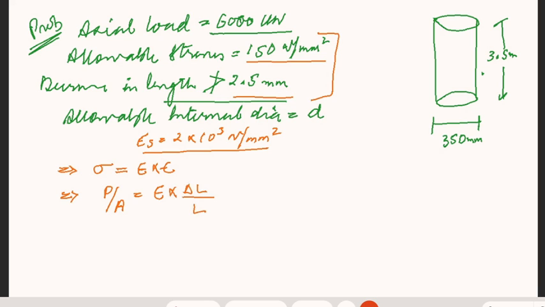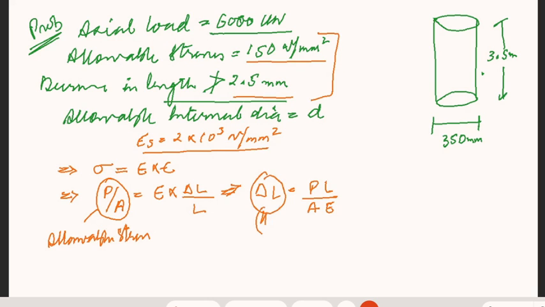So in order to calculate the change in length, that will be equal to PL by AE. We also know that P by A is our allowable stress, which is already given. And there is one more thing which is given, that is change in length. These two things are being limited, and the value is already given.